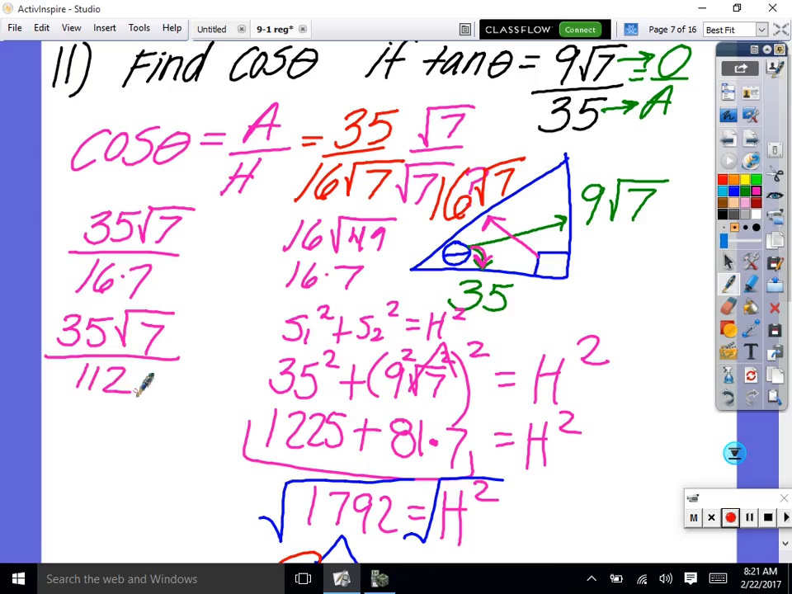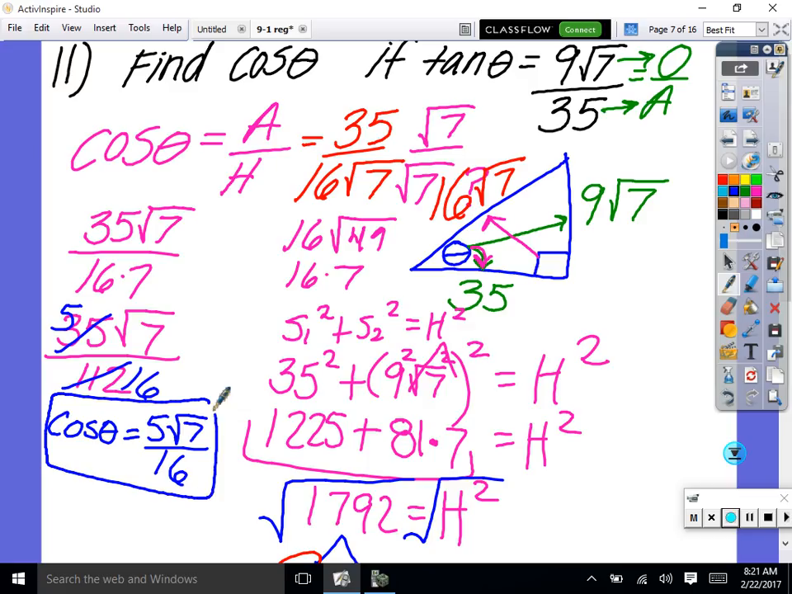Now you say, is my answer in the most simplified form? Well, we better check. So take your calculator and do 35 divided by 112 and then hit math, enter, enter. It simplifies to be 5/16. So this became a 5, this became a 16. So our final answer is cosine of theta equals 5 root 7 all over 16.